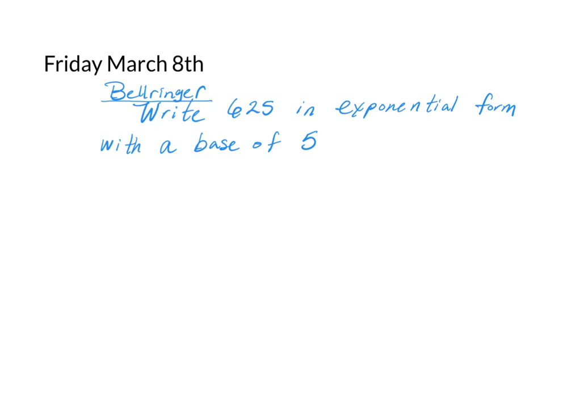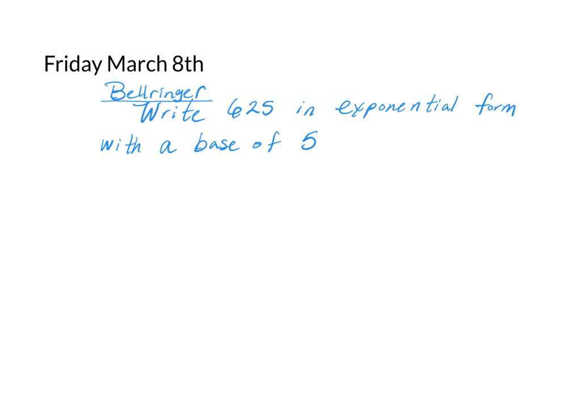This video is to catch you up if you were absent on Friday, March the 8th. The first thing that I want to explain is the bell ringer. The bell ringer says write 625 in exponential form with a base of 5.